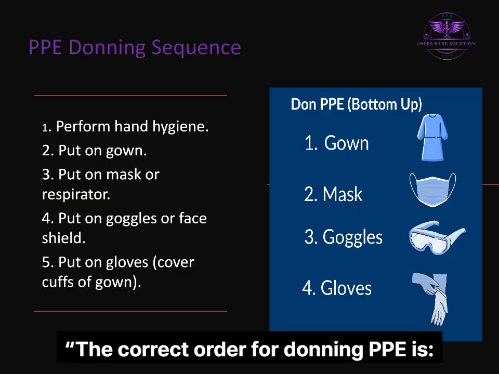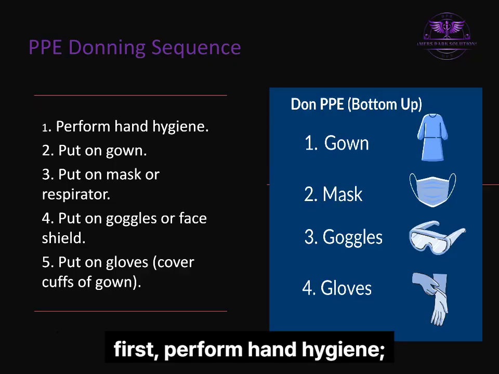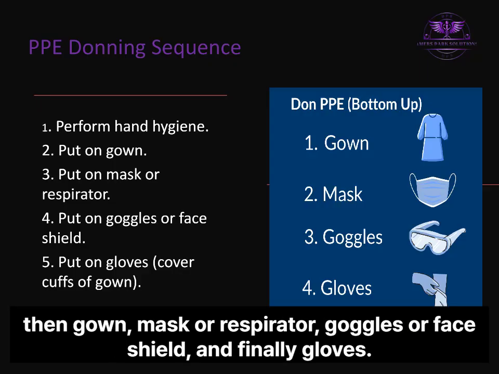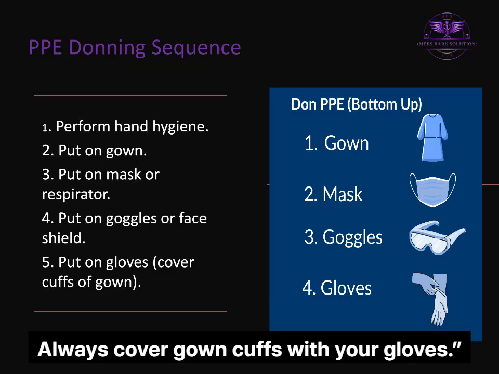The correct order for donning PPE is: first, perform hand hygiene, then gown, mask or respirator, goggles or face shield, and finally gloves. Always cover gown cuffs with your gloves.